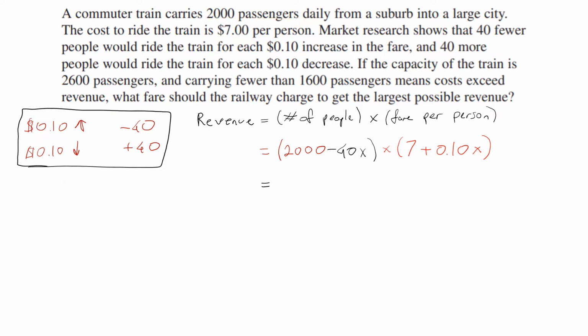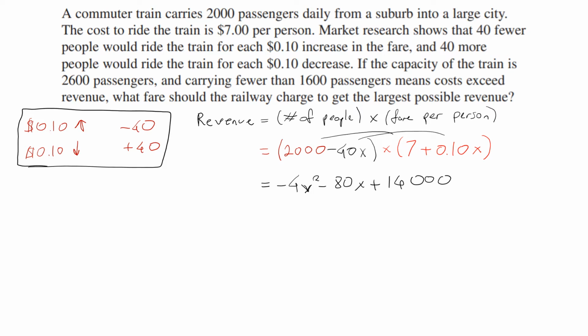Now that I have my function, all I'm going to do is distribute this into the other brackets. When I do that, I'm going to get the value of negative 4x squared, negative 80x, and plus 14,000. And now I have my function.